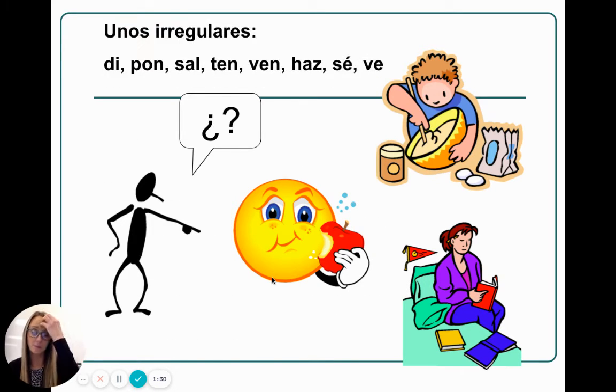So maybe some examples you also have with irregulars doesn't always follow the pattern, right? So maybe you had bate los huevos, lee un libro, come la manzana. But if you did want to say do your homework, it was irregular. Haz la tarea. Ven a mi casa. Pon la mesa. So those were all of our affirmatives.